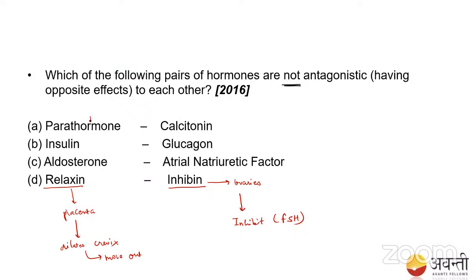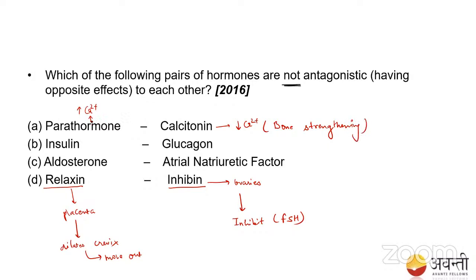So let's discuss the other option. Parathormone is secreted by the parathyroid gland, and its function is to increase the level of calcium in the blood. Whereas calcitonin is secreted by the thyroid gland, and its function is to decrease the level of calcium in the body. How does calcitonin work? When it is secreted by the thyroid gland, it collects calcium from the blood and transfers it to the bone. So it is involved in bone strengthening. It strengthens your bones.